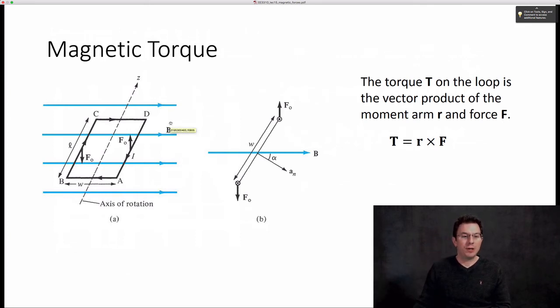If you'll notice here, the loop in question has its axis aligned with the z-axis, just like this. Its rotational axis, in other words, is aligned with the z-axis. And then the magnetic field is pointing along here in this direction. We would like to know what is the torque felt by this loop due to this magnetic field B.